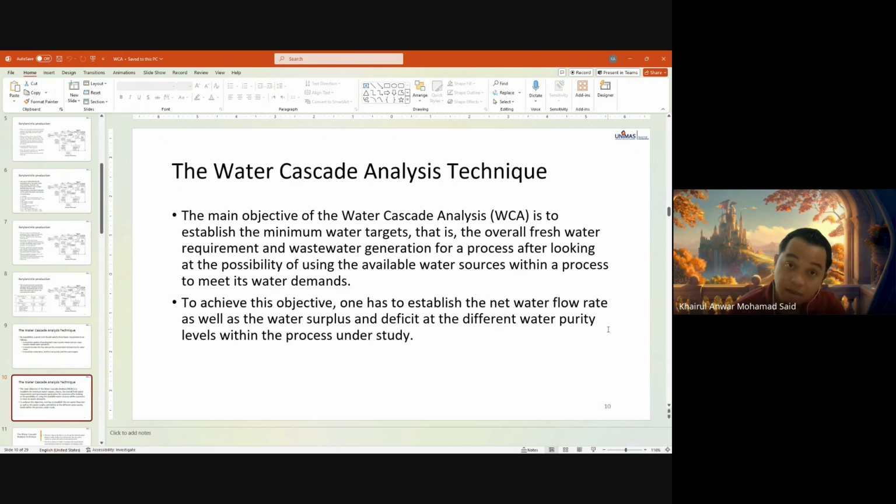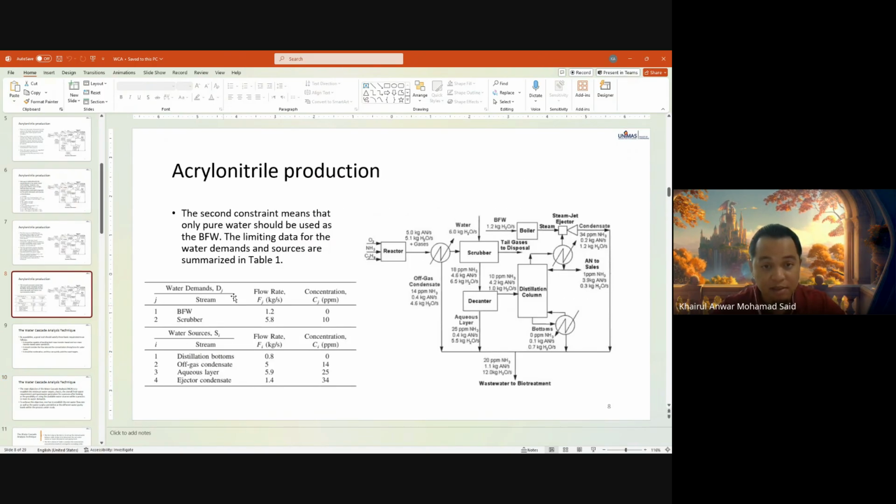Now we learn about water cascade analysis technique. So first we do the interval water balance. If possible together. First we list our concentration level in ascending order from 0 to 34 ppm. So 0 to 34 is based on this table, table 1. The concentration is at the last column, 0 until 34.